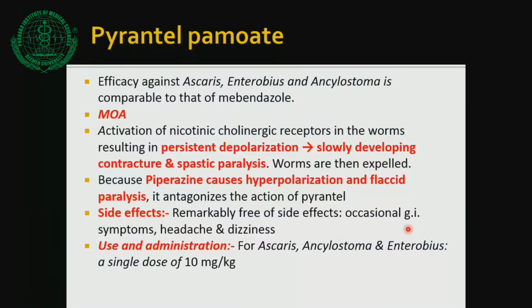Now moving to the next drug, that is Pyrantel pamoate. This is not preferred nowadays, but it has efficacy against Ascaris, roundworm, Enterobius, pinworm and Ankylostoma, that is hookworm, which is comparable to that of mebendazole and albendazole. The action we have seen: it is an NN receptor agonist, because of which it causes persistent depolarization and spastic paralysis. Okay. Remarkably free of side effects, and a single dose of 10 mg per kg is preferred for these infestations.